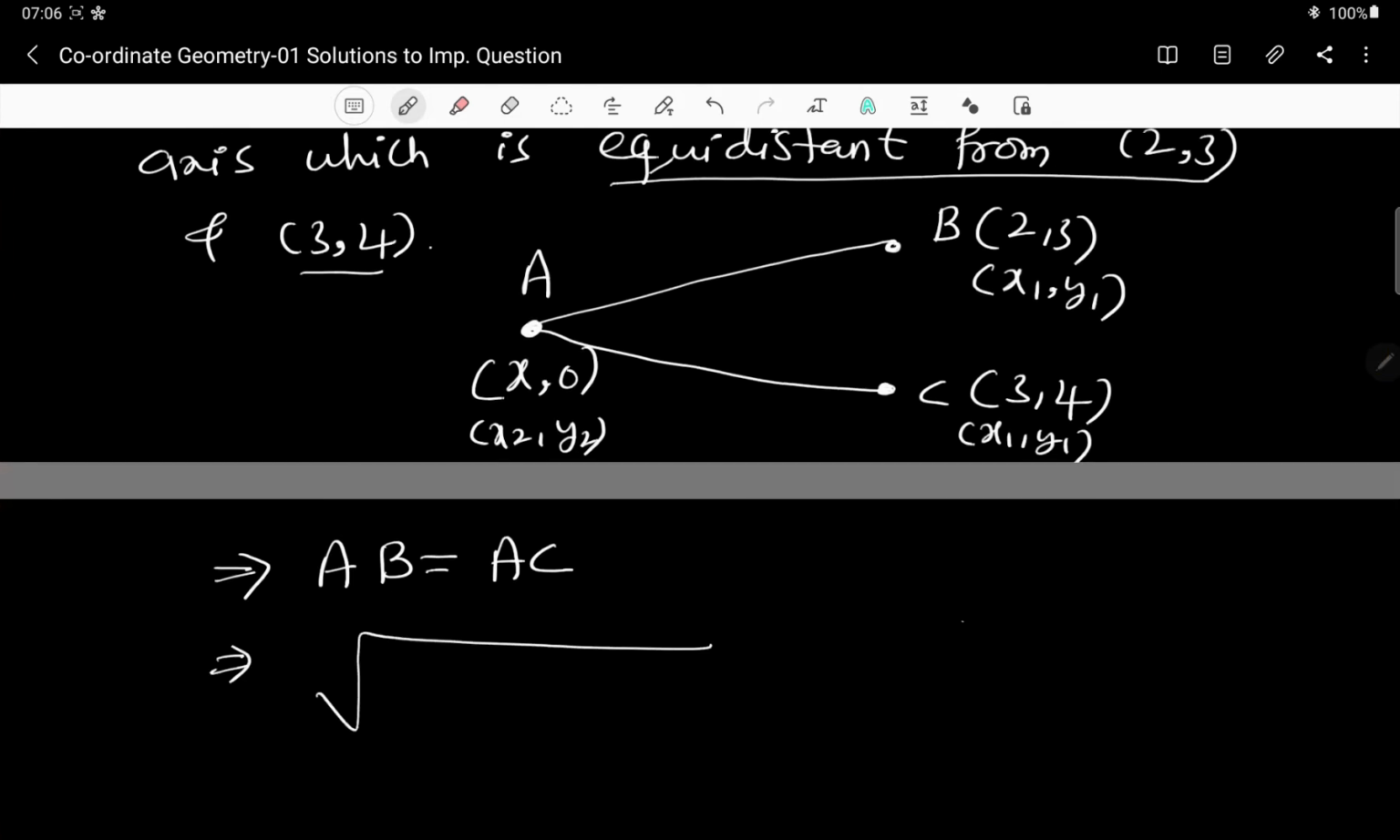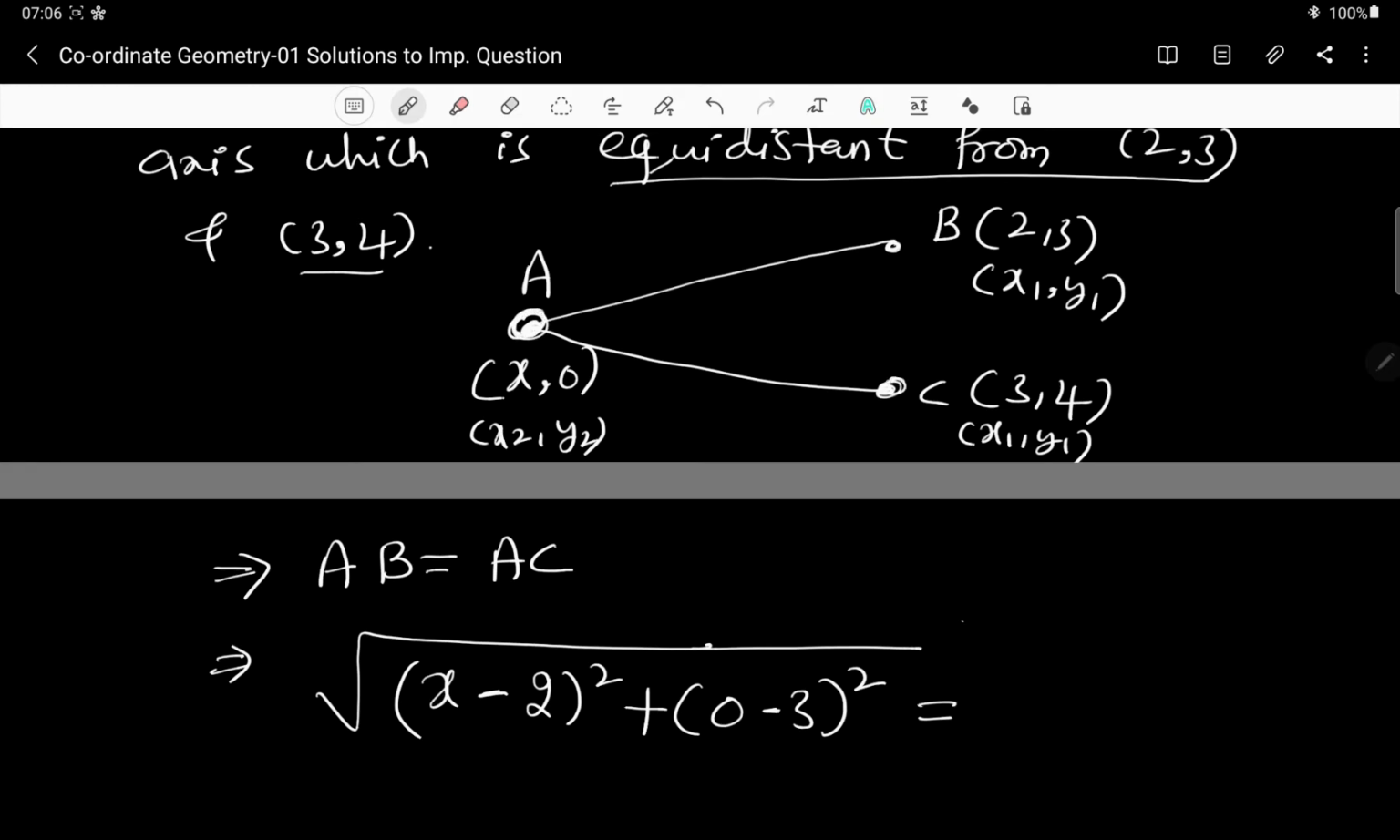All right, so then what is the value of AB? AB is equal to under root x2 minus x1. X2 means x is there, minus x1 is 2, then whole square, plus y2 minus y1 whole square means 0 minus 3 whole square. So that is equal to AC. AC means from this point A to this point C. Then it becomes under root, tell me, x minus 3 whole square plus 0 minus 4 whole square.